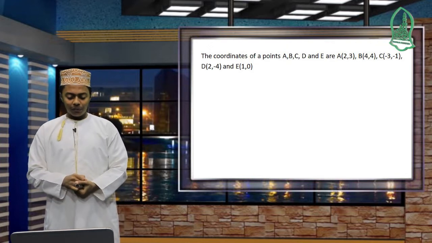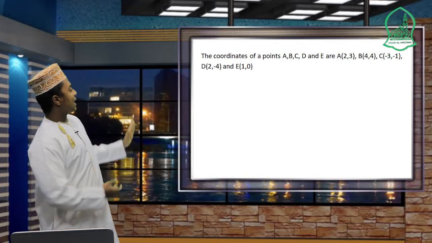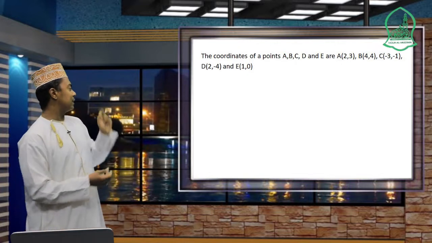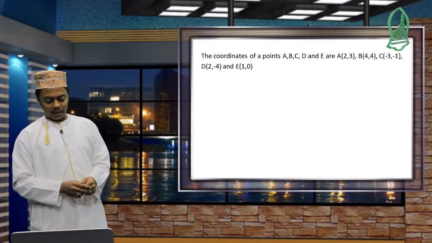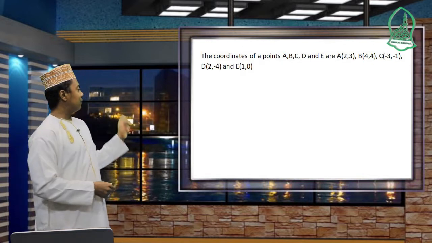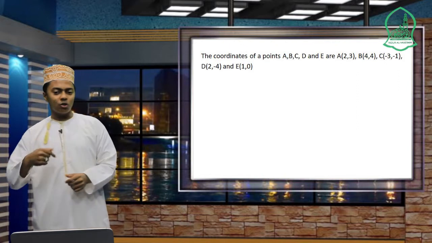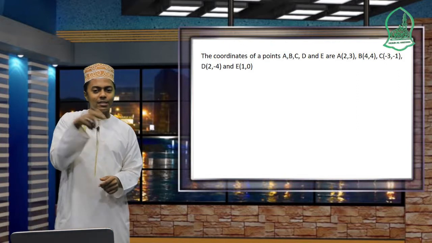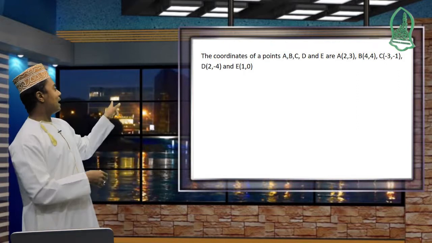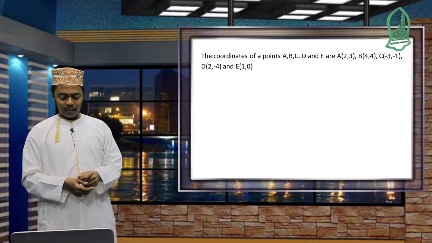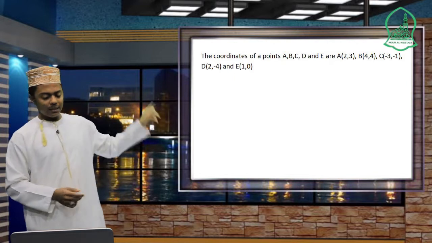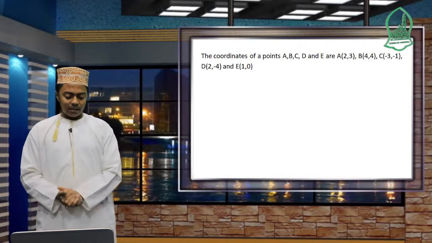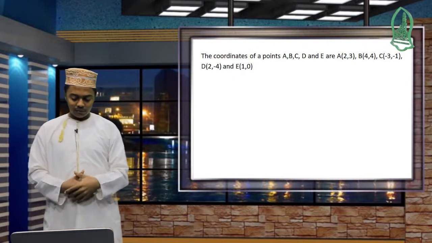Also we have C. Look at C. If we refer to the x-axis, we have -3. If we refer to the y-axis, it has -1. So as I told you, we start with x comma y. So here we have -3 comma -1, as shown on this graph.